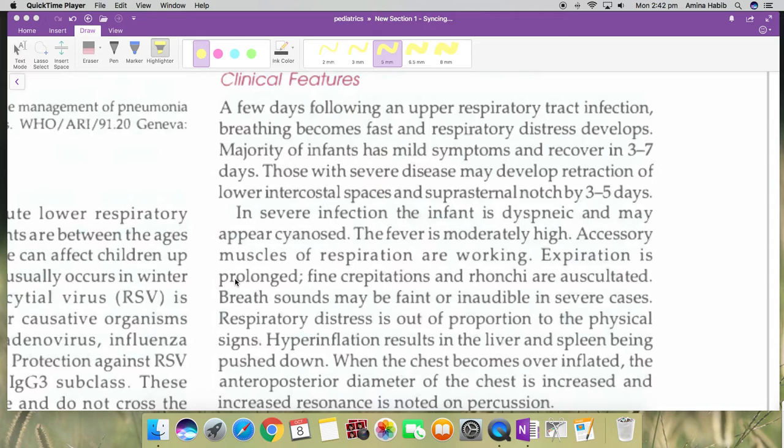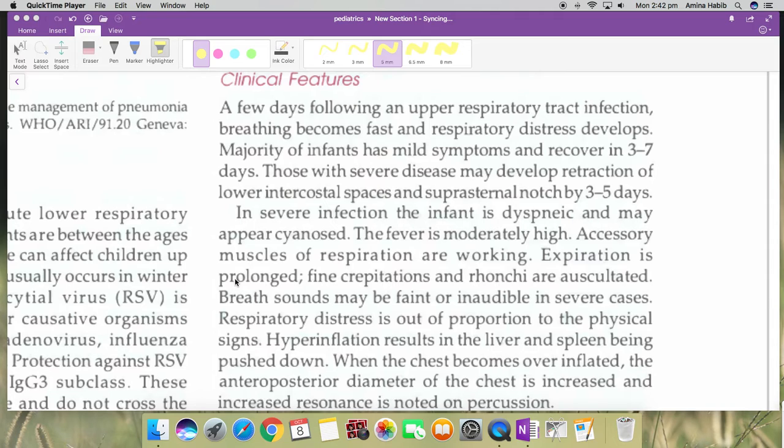So liver and spleen are pushed downwards, and the anterior posterior diameter of the chest is increased, just like emphysema, a barrel shaped chest, because air trapping is occurring. So in severe cases over a long time, the child will show an increased AP diameter of the chest, and there will be hyperresonance on percussion.